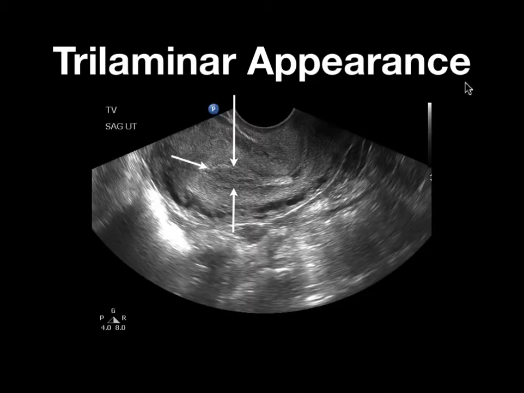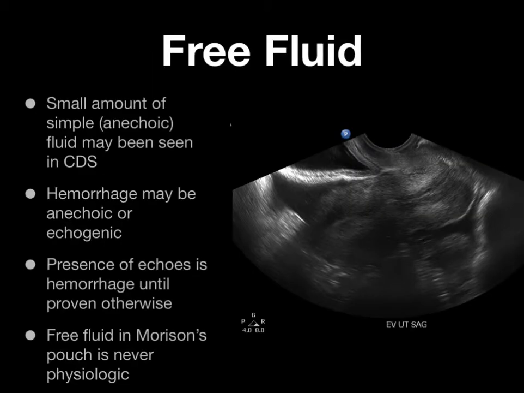Here's another patient who had an ectopic pregnancy. Here you can see 1, 2, 3 lines. This is a trilaminar appearance here, and this was a patient with an ectopic pregnancy. Now with free fluid, you can have small amounts of simple or anechoic fluid in the cul-de-sac, and that can be normal. And it's important to remember, hemorrhage can either be anechoic or echogenic. However, if you see echogenic fluid, regardless of the amount, it's hemoperitoneum until proven otherwise.